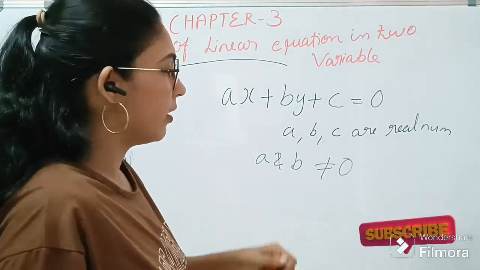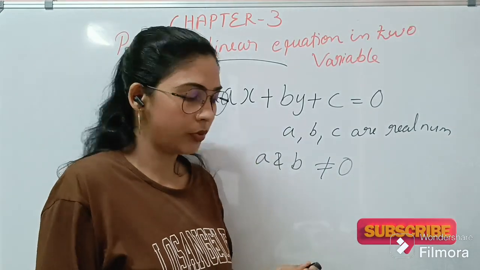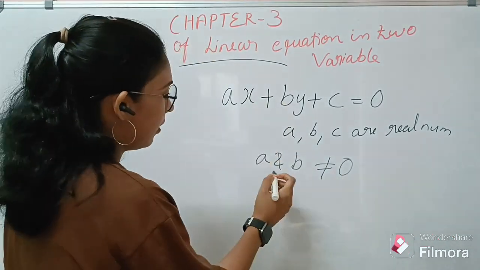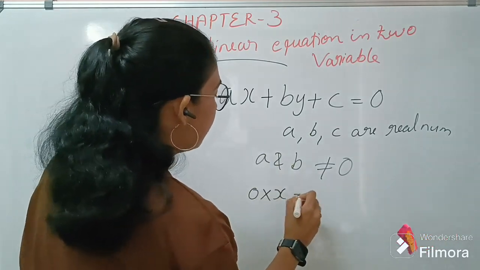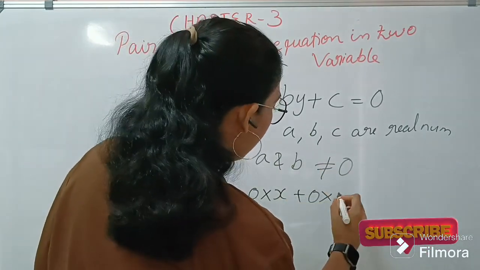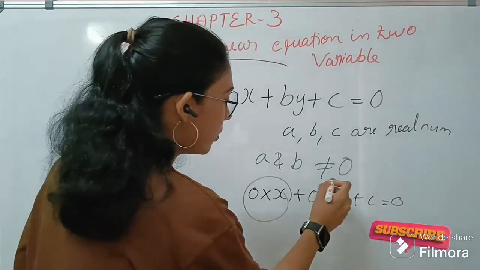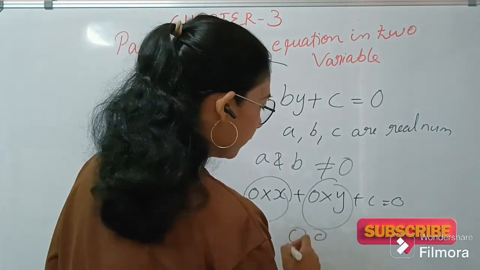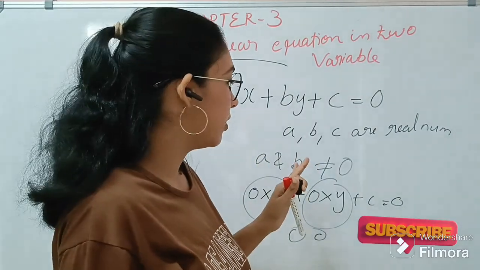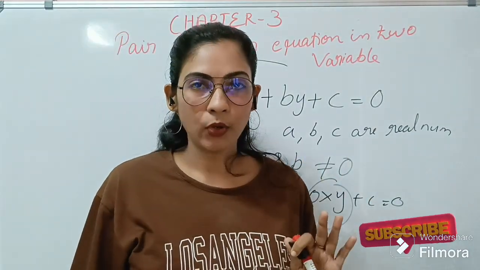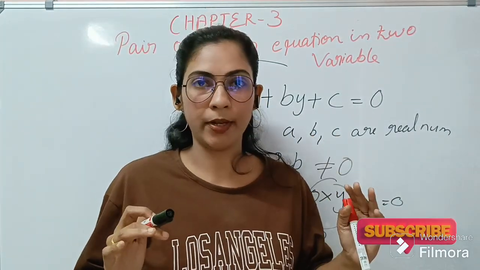What happens if a and b become 0? Let me show. If a and b are 0 in this equation, then the first term becomes 0 times x plus 0 times y plus c is equal to 0. Then these two terms become 0. Okay, so a and b should be real numbers and should not be 0. So this is the condition, or the general form, of a linear equation in two variables.